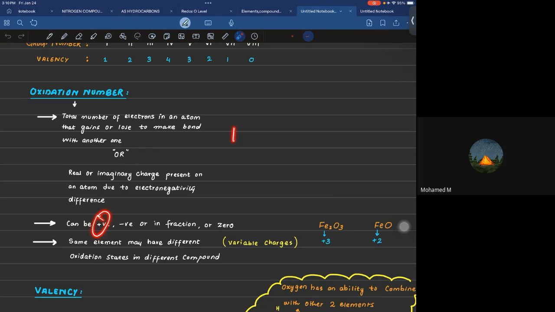So oxidation number can be positive. You would see sometimes iron having a +2 charge. You would see sometimes chlorine having a -1 charge. They may be negative and positive. This is called oxidation number.